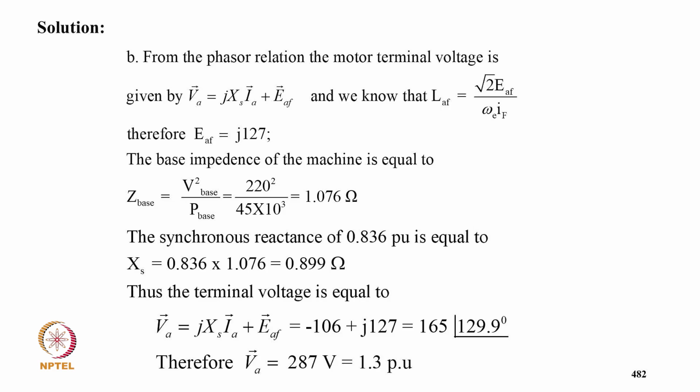And coming to part B, from the phasor diagram, the terminal voltage is VA equal to jXS IA plus EF, with LF equal to root 2 EF upon omega IF. So EF comes 127, and the base impedance of the machine is Z base equal to V base upon I base, so it comes 1.076 ohm, and the synchronous reactance of 0.836 per unit is equal to 0.899 ohm. The terminal voltage is VA equal to jXS IA plus EF, putting the values, 265 at the angle of 129.9 degree, and therefore VA is 1.3 per unit.